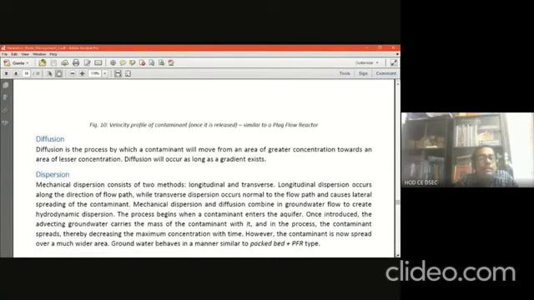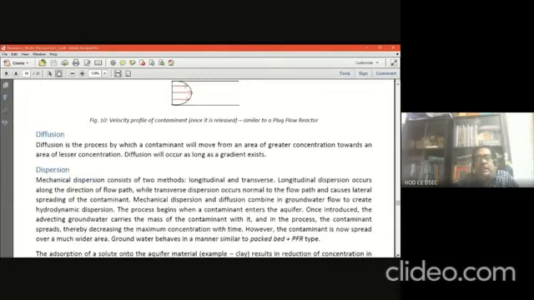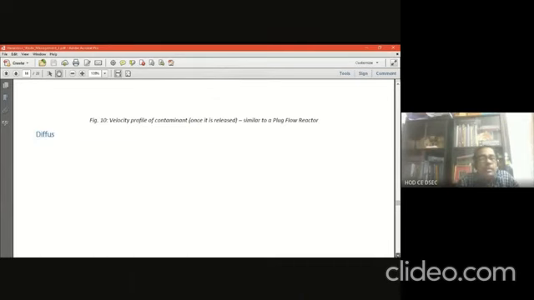Now what is diffusion? Diffusion is the process by which a contaminant will move from an area of greater concentration towards an area of lesser concentration. So the contaminants will always have a tendency to move from the greater concentration to the lesser concentration area. That is called diffusion. The diffusion will occur as long as this gradient exists. That means, so far as there is a difference in the concentration level of the contaminants, diffusion will take place, and it will stop when there is no difference.